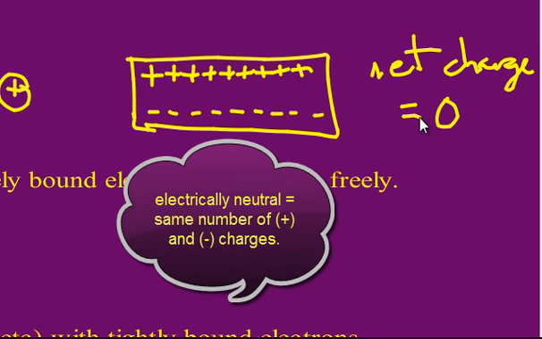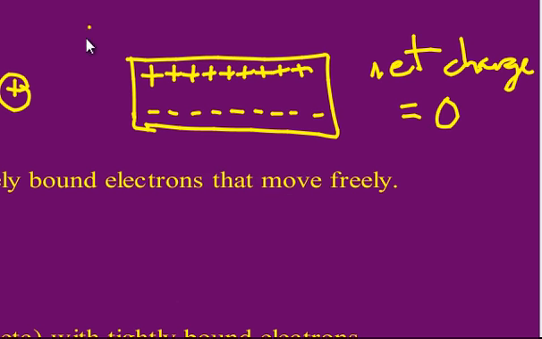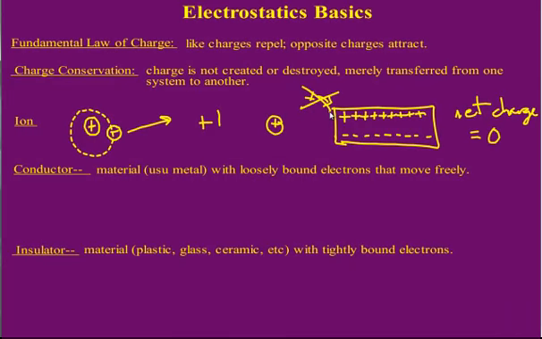So for this object to become positively charged, it doesn't gain protons. That doesn't happen. It loses electrons, leaving exposed protons behind. The other thing that you want to know about are different types of materials and how they behave electrically. We have two basic types. We have conductors and insulators.